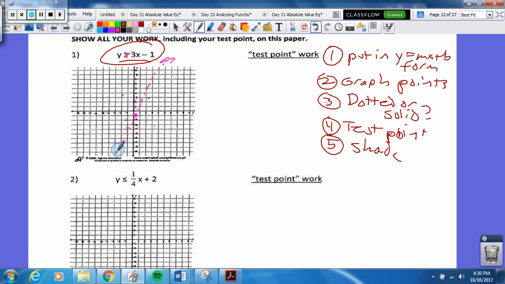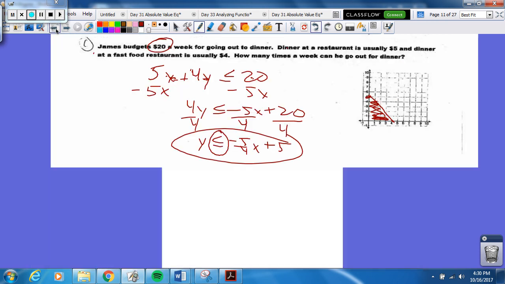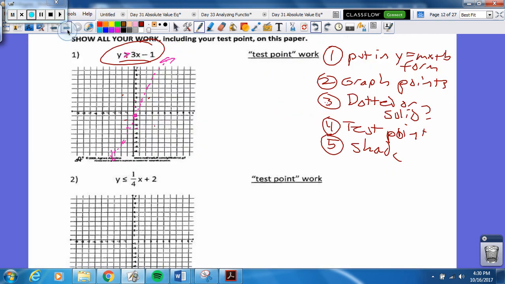Dotted line. So where do I shade? I don't have a car wash to talk about, so where do I shade? Well, what I can do is a test point. Just like here when I was plugging in 1 and 1 or 10 and 10, I'm going to do the same thing here. But an easier point to work with is 0, 0, this one right here. So y is greater than 3x minus 1, so I'm just going to plug in 0, 0 and see if it's true.